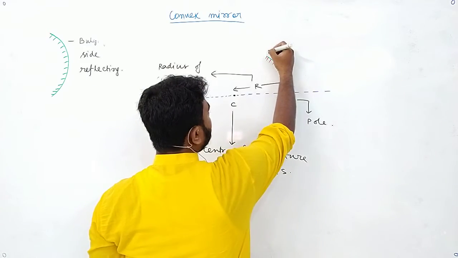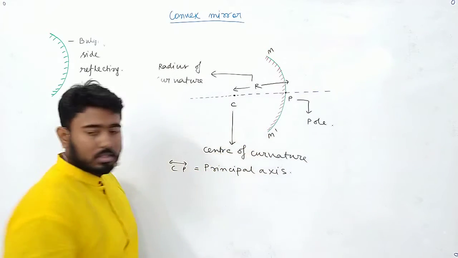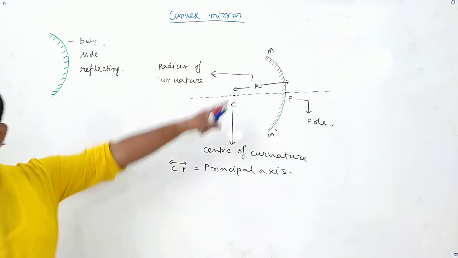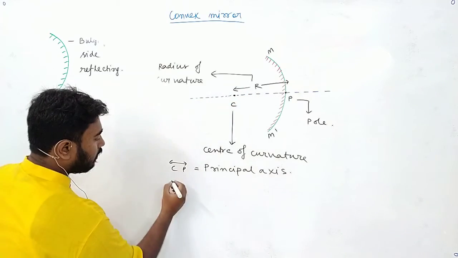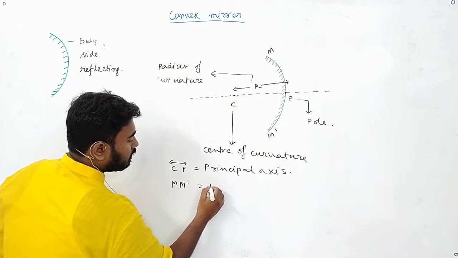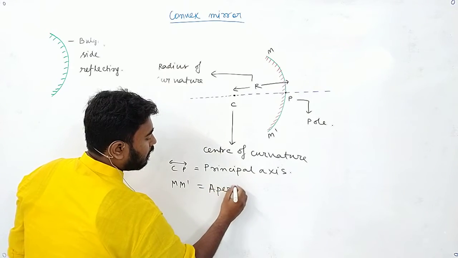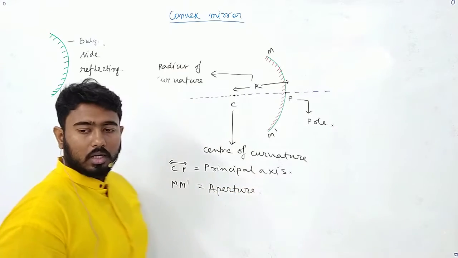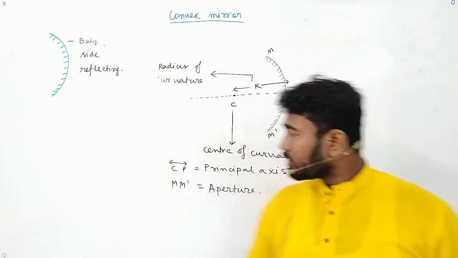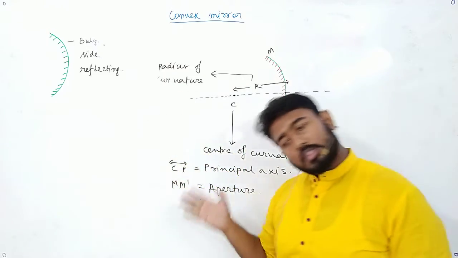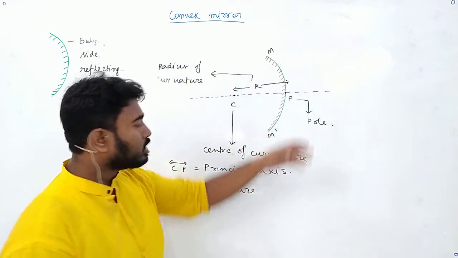Now if I write M M dash, what is M M dash known as? Aperture, right? M M dash is known as the aperture. Is the idea clear? What is M M dash known as? M M dash is known as aperture. Okay, so we got these things clearly done.